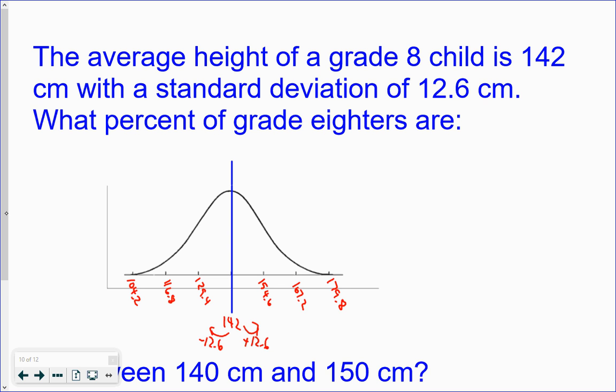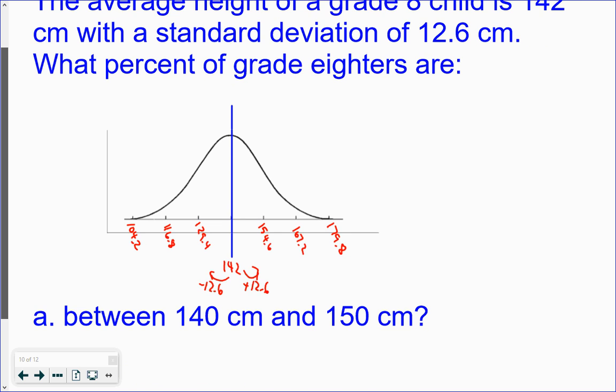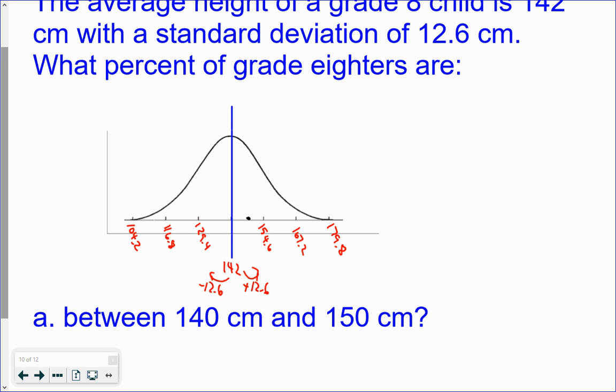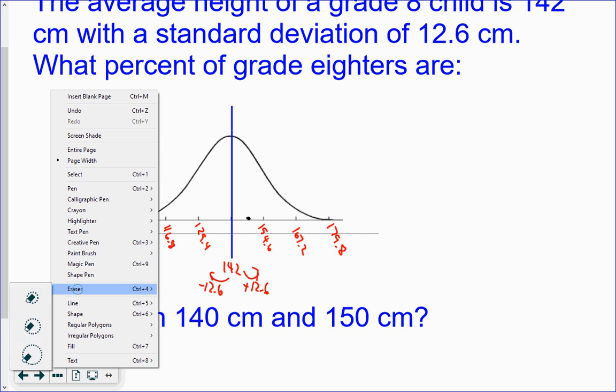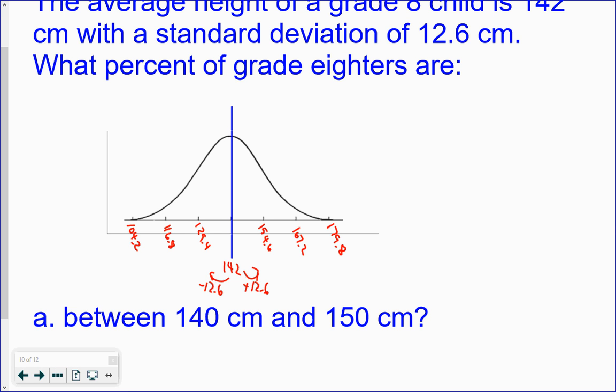So the question is, what percent of 8th graders are between 140 centimeters and 150 centimeters? So 140 centimeters is right about here. Actually, let me just do this. So 140 centimeters. So if the average is 142, then 140 would be right about here. And 150 is going to be right about here. So this is what I'm looking for.